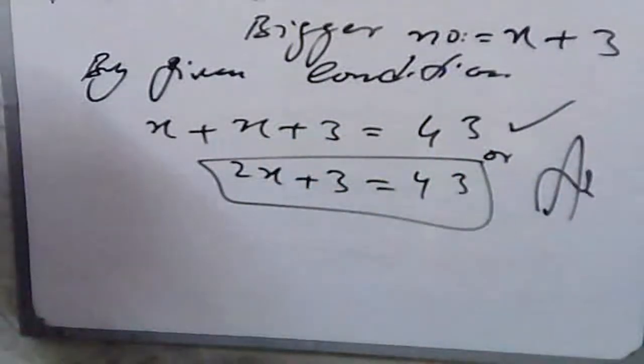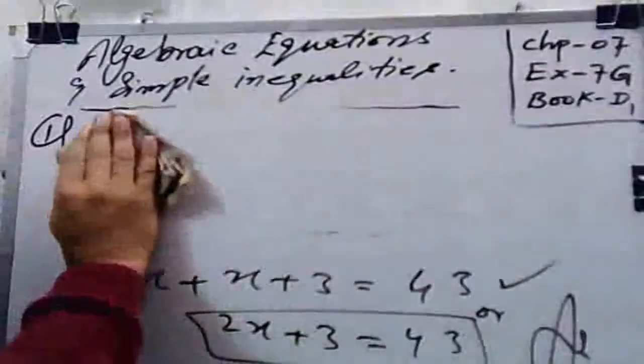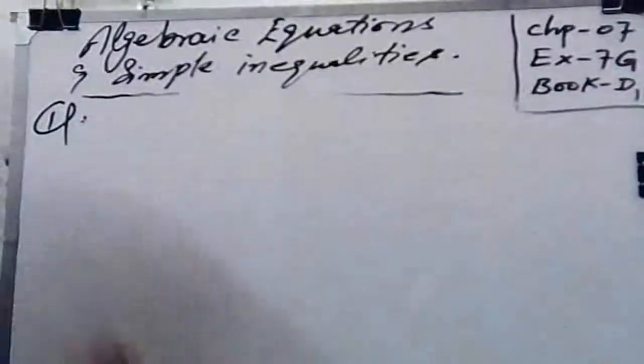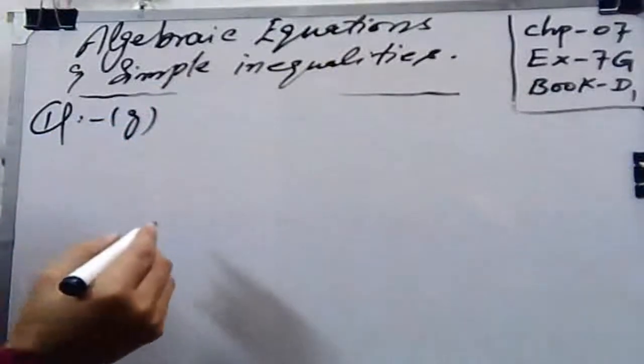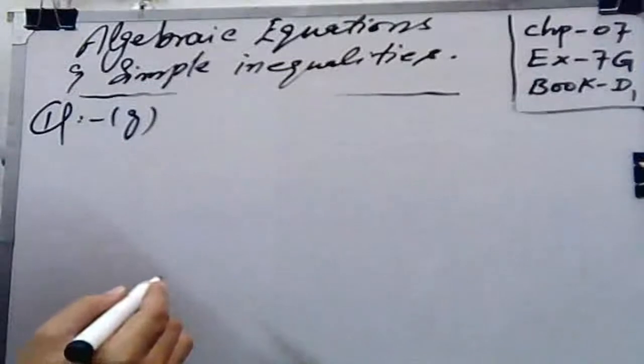So now coming to the G part. In G part, if you read the statement, 6 times a certain number is 16 more than twice the number.